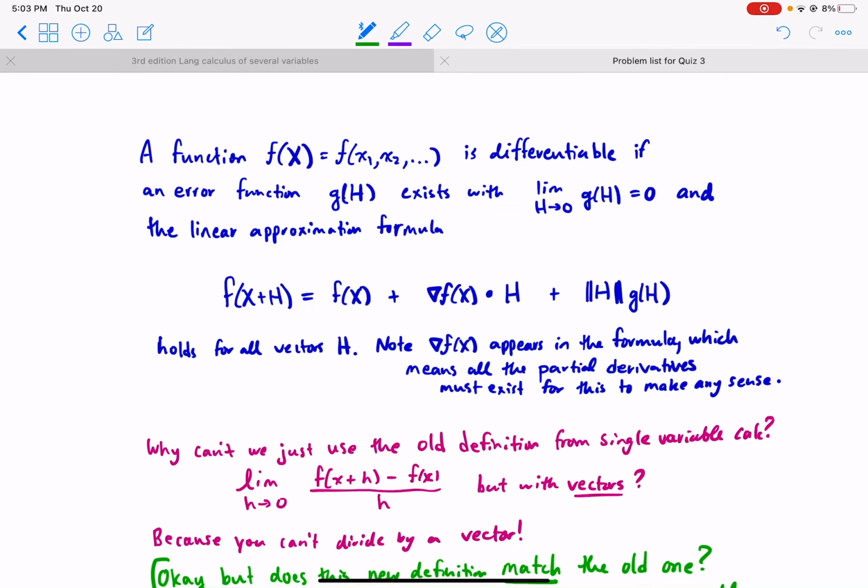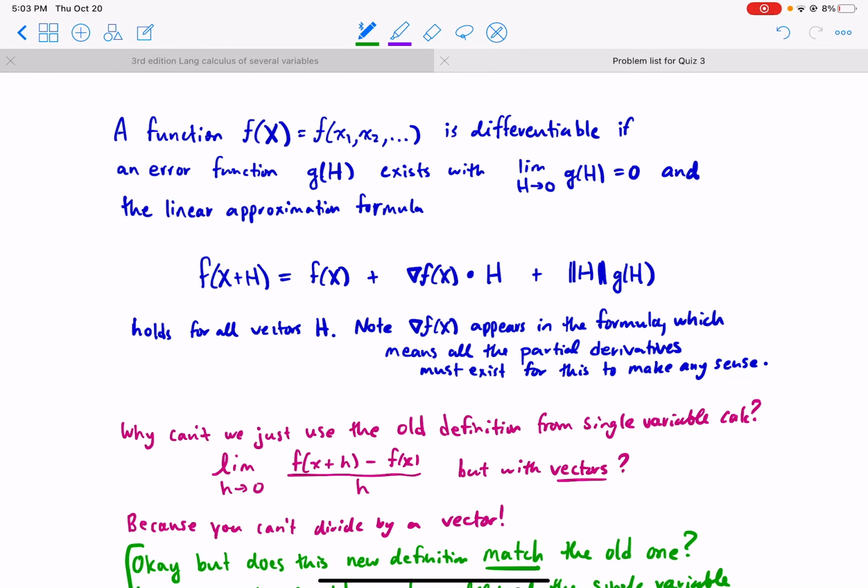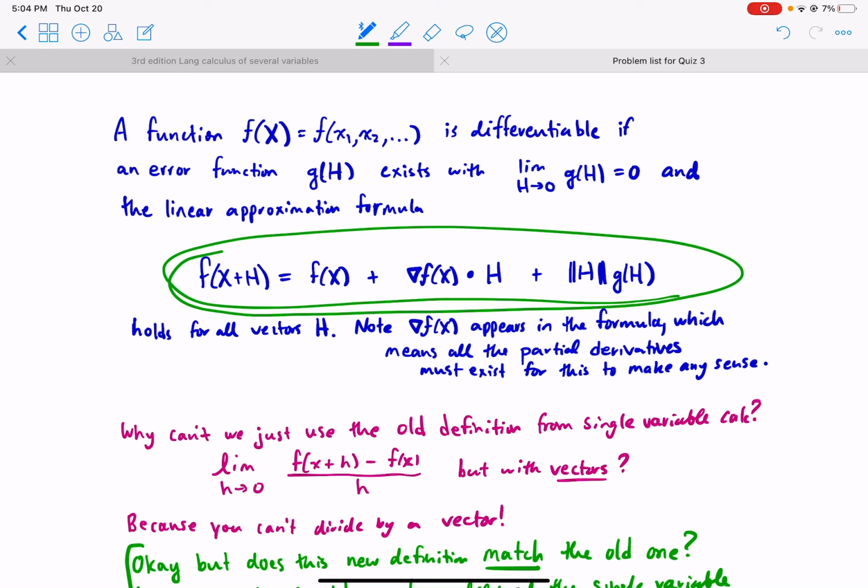It begins in blue. A function f of capital X of many variables is differentiable if an error function g of h exists, with the limit being 0 for small movements h, and the linear approximation formula holds, is a true formula for any vector capital H. Note that grad f of x appears in the formula, which means all the partial derivatives must exist for this to make any sense.